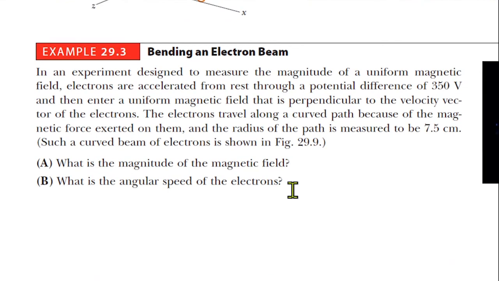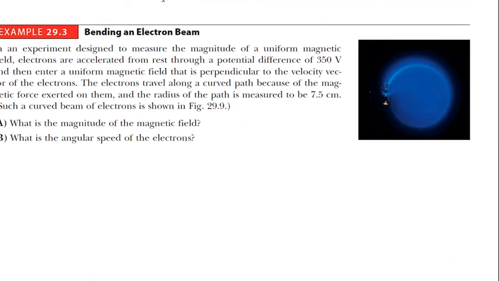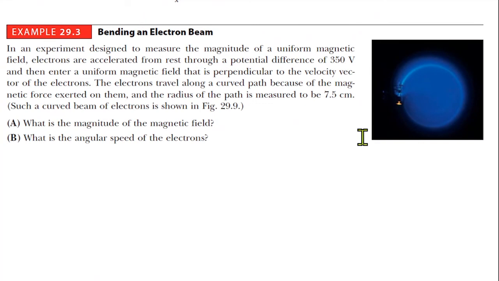Okay. Here's an example. If you shoot a beam of electrons, then it'll go in a circle like that, and they actually put a picture of that. Now, A, you have to find the magnitude of the magnetic field this time. And B, what is the angular velocity of this electron? Okay, so let's figure those out. Let's do A first.